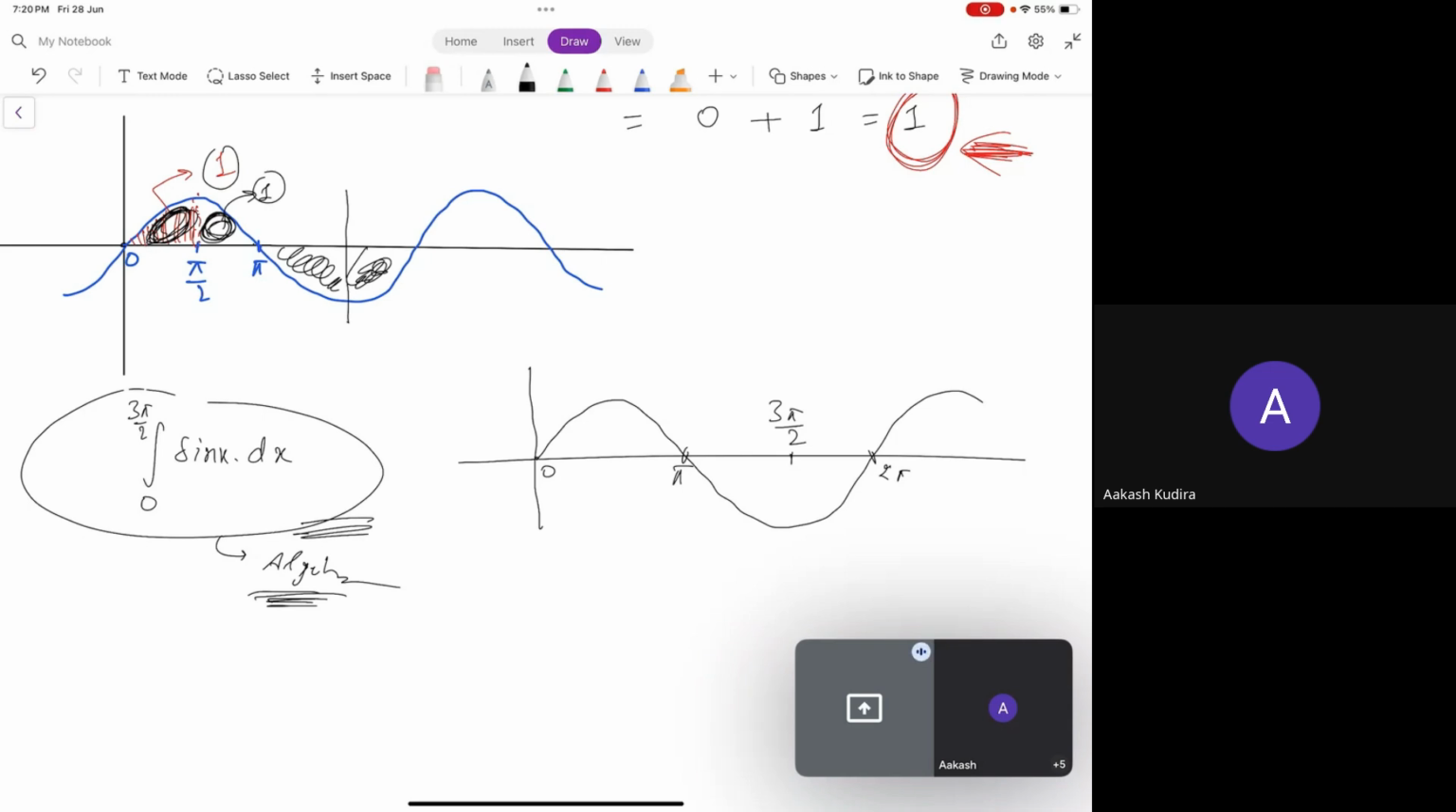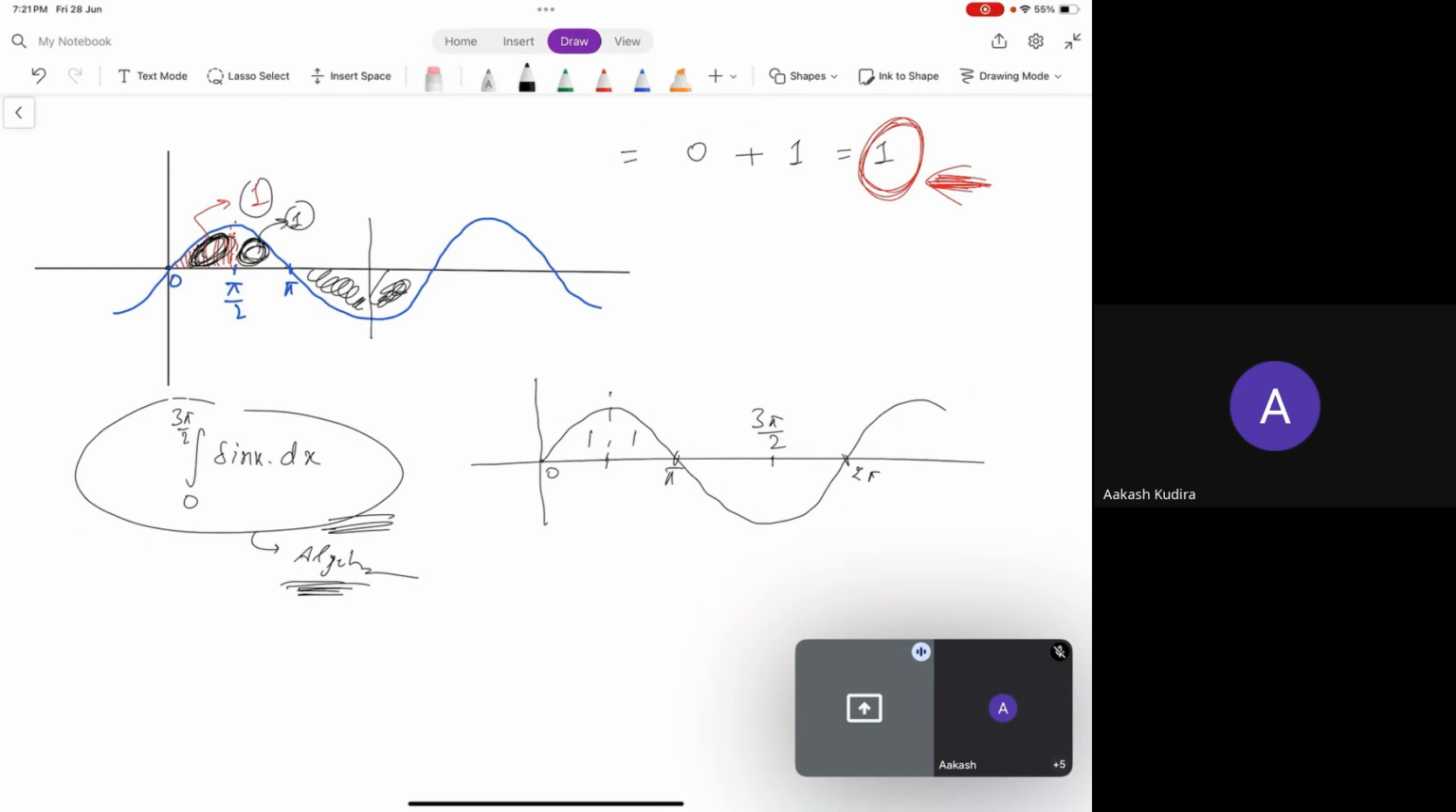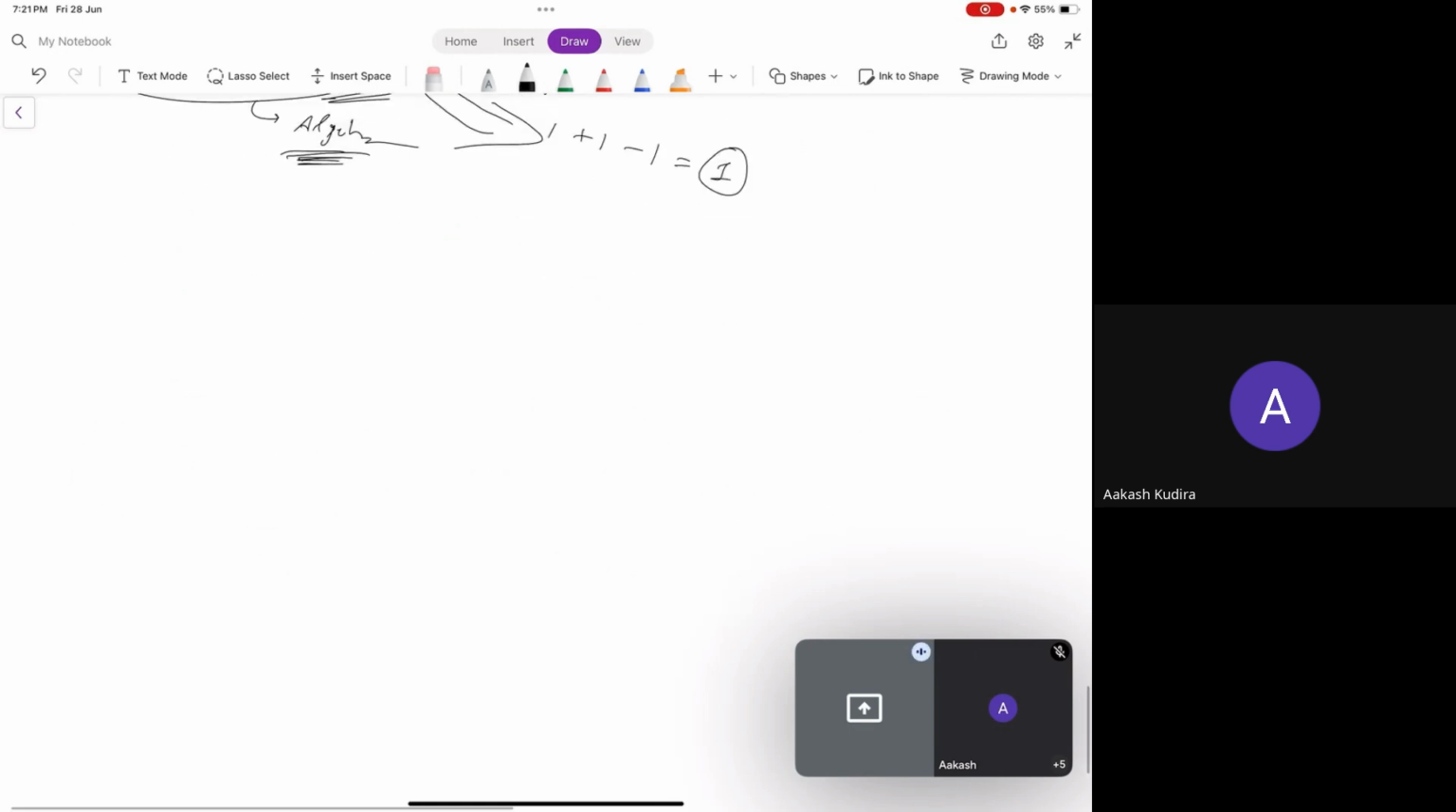So obviously, the area from 0 to pi is 2. This is area 1, this is area 1, and this is area minus 1. Now the total area will be 1 plus 1 minus 1, because we are finding algebraic area, equal to 1. So this is the answer of this question. This is some basic thing. So actually I have to start from this periodic thing, right?